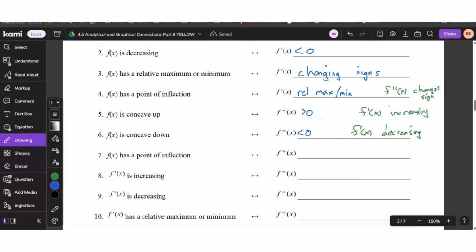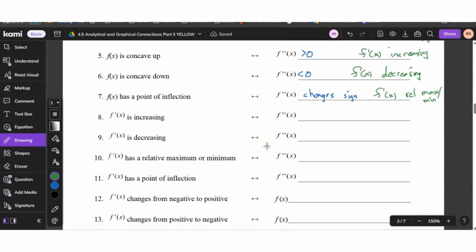All right, if the original has a point of inflection, then the second derivative changes sign. Changes sign guarantees it, whereas equal to 0 or undefined says there's a potential one. So if we want to guarantee it, it has to change sign. And we could say that f prime of x has a relative max or min.